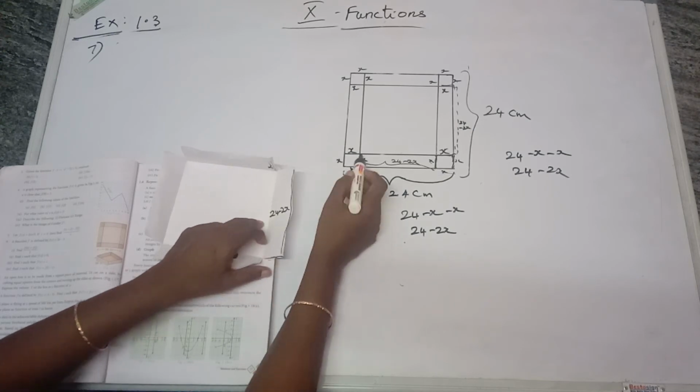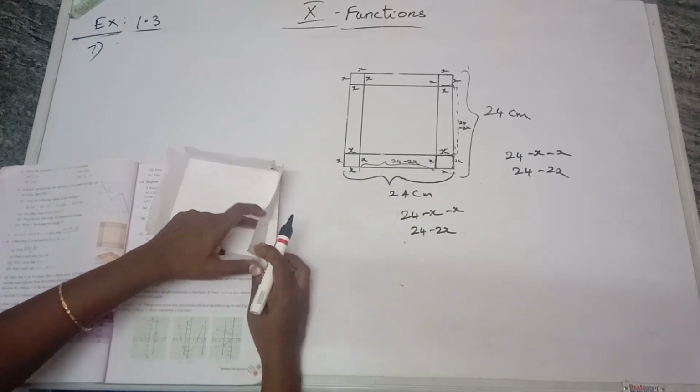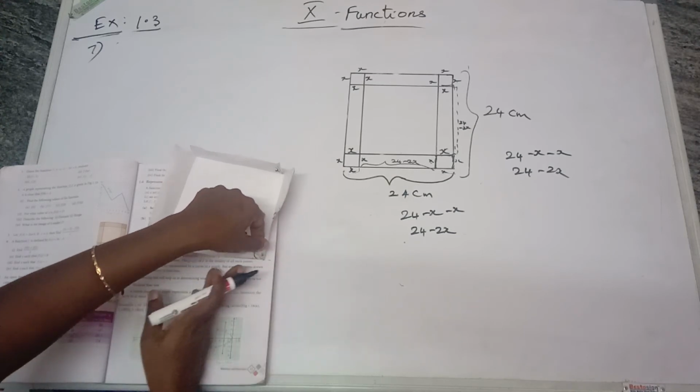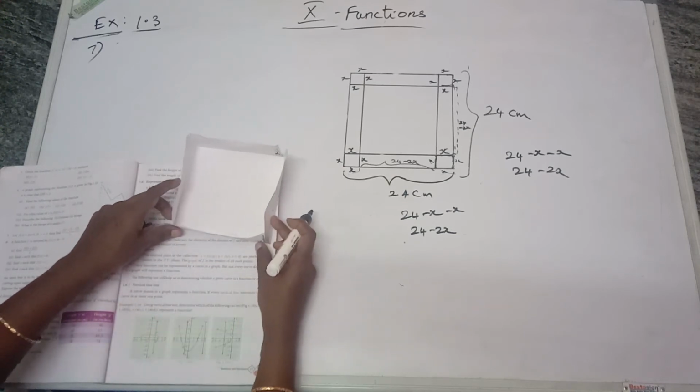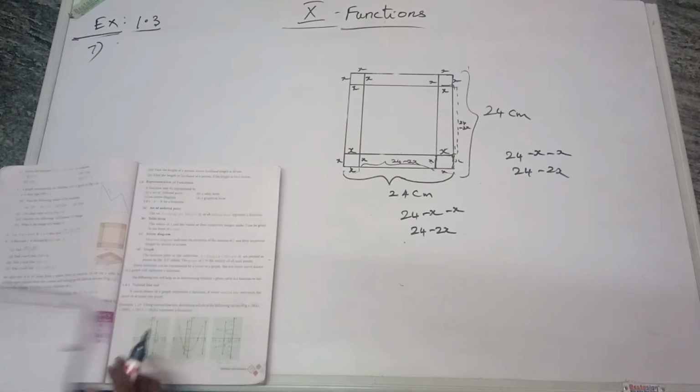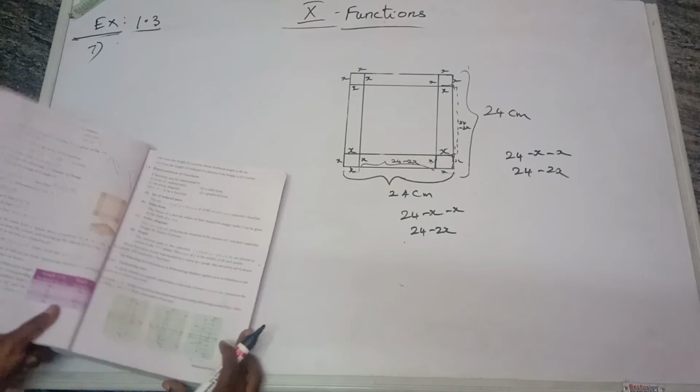Okay, it is nothing but x. So this one is x. This x should be the height of the open box. The height of the open box is x. Now we have to find out.